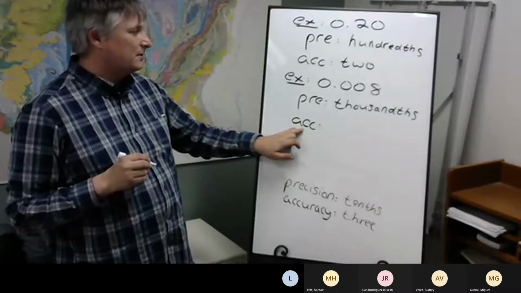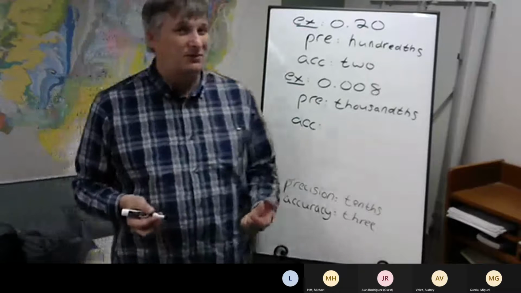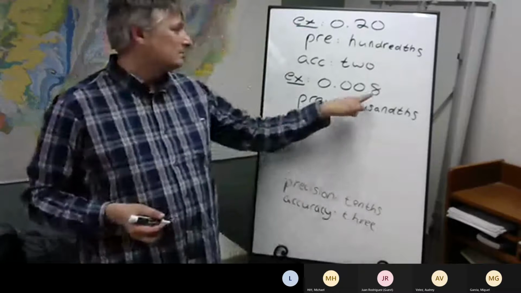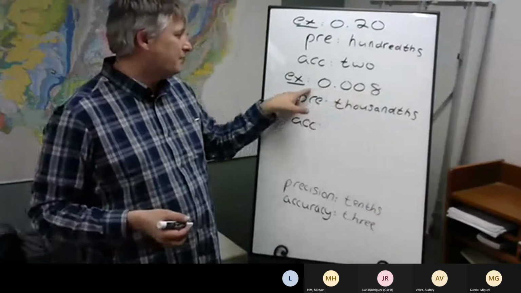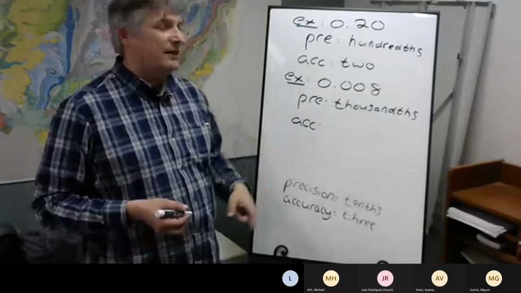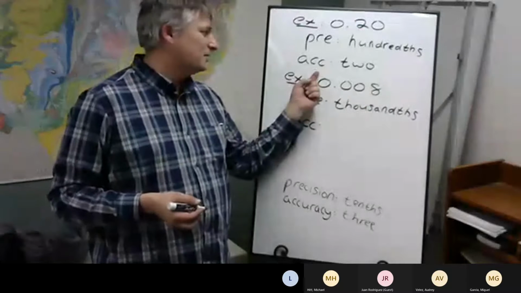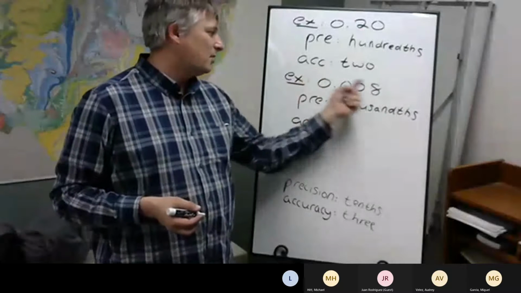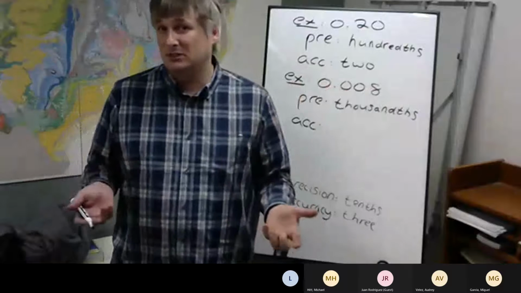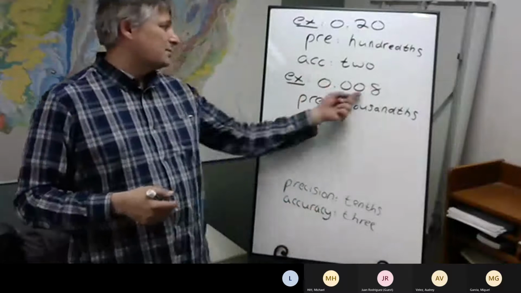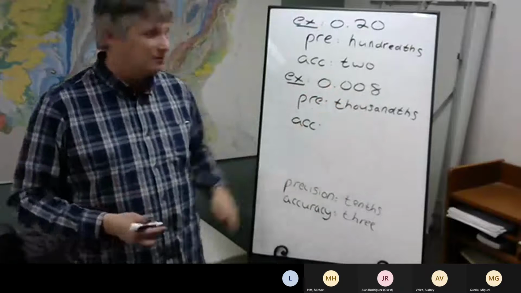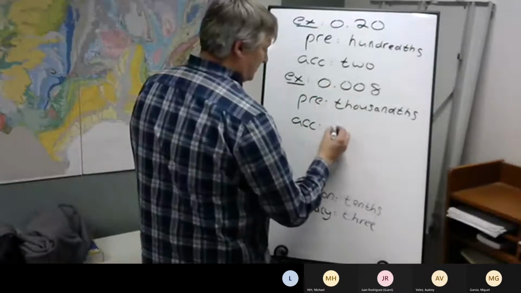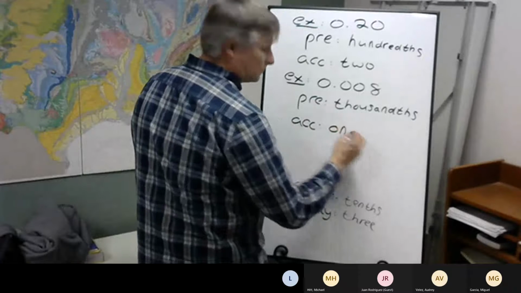Now for accuracy, though, how many significant digits do we have? Well, we only have the 8, and then zeros to the left. We have all zeros to the left. There's no other significant digit here that would make all the zeros in between significant. So these aren't going to be significant. There's just the 8. So the accuracy is 1.